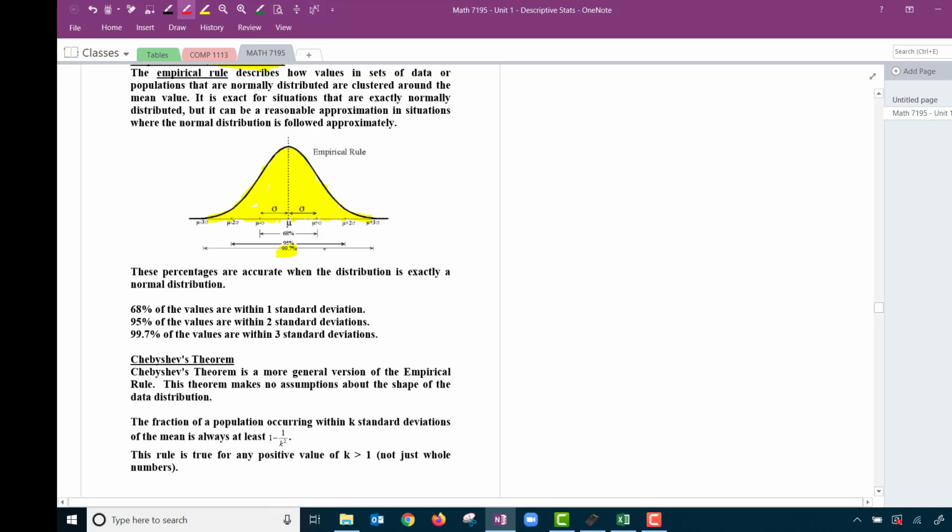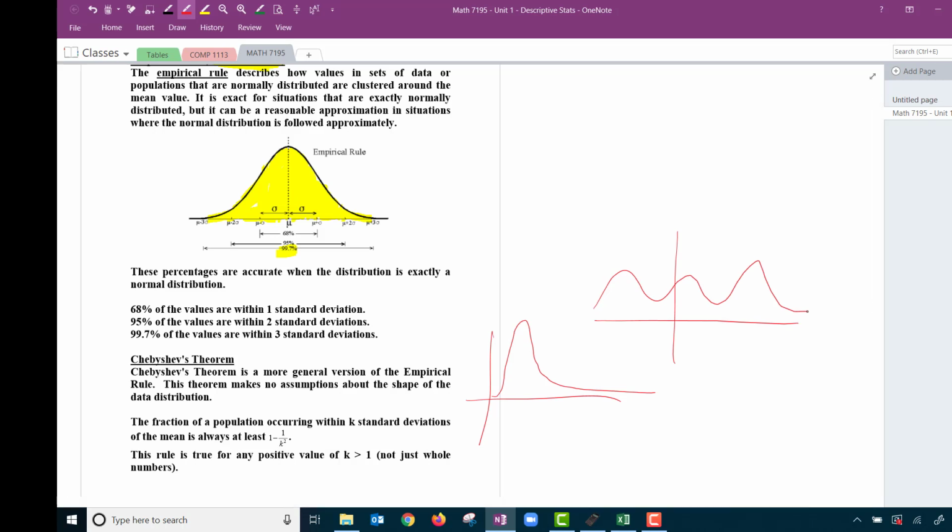Those percentages are nice to work with, especially, and they're easy to memorize, and we can use them in many situations because that curve appears frequently. Sometimes we don't have that curve. What happens if you have something that is skewed to the right, or what happens if you have something that's like this? Then those percentages go out the window. Those percentages only apply to that bell shape.